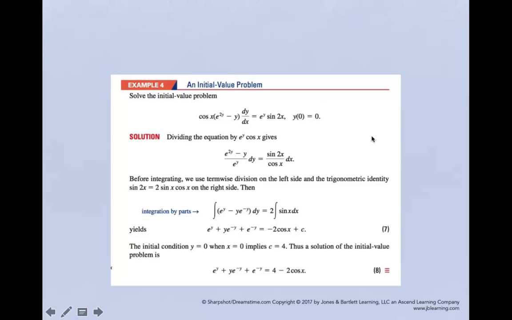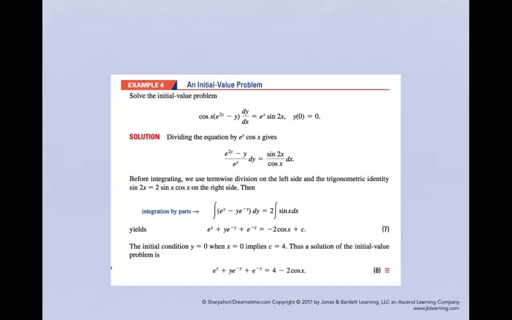So once we do that algebra, we'll have this e to the 2y minus y term over e to the y times dy, and then we'll have the sine of 2x divided by the cosine of x times dx. And so now we'll integrate the left-hand side and the right-hand side. And so the first thing to do before integration is to simplify the left-hand side. So e to the 2y over e to the y is just e to the y, and minus y over e to the y is y e to the minus y. So that works pretty easily.